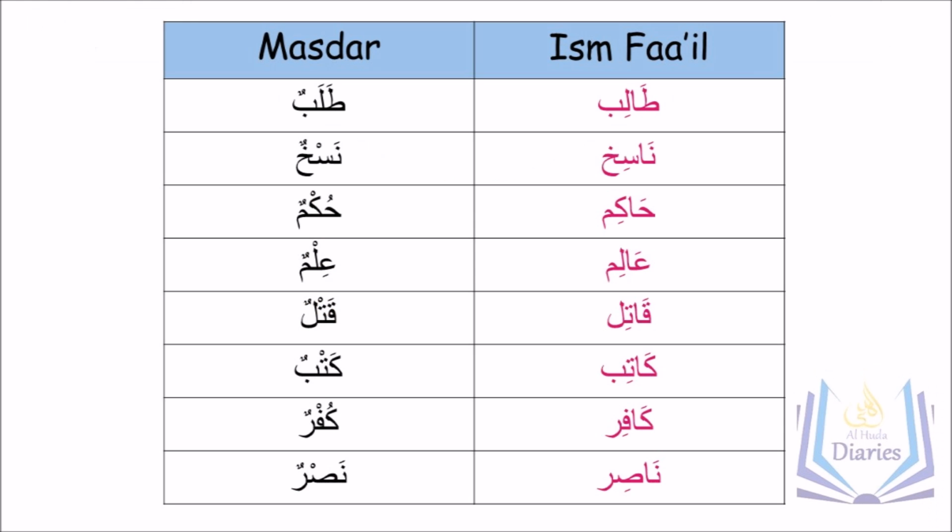Now I will give you some masdars, and we'll make them into Ism Faa'il. طلب, طالب. نسخ, nasikh. Hukmun, a command; hakim, one who commands. Ilmun, knowledge; alim, one who knows. Qatlun, killing; qatil, one who kills. Katbun, book; katib, one who writes. To disbelieve; kafir, one who disbelieves. Nasrun, to help; nasir, one who helps. You can go to the Quran and find some more.